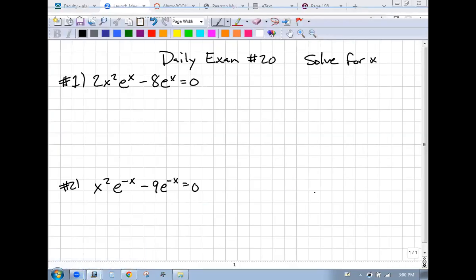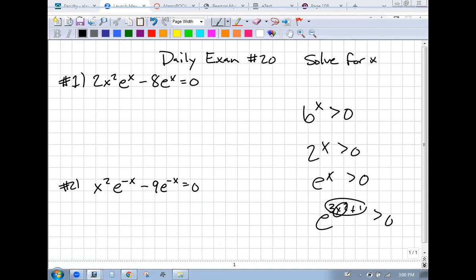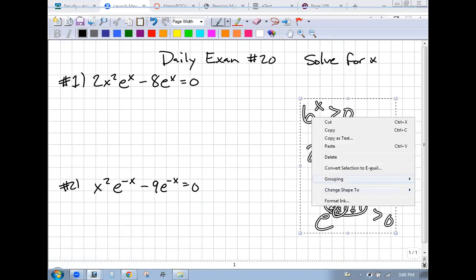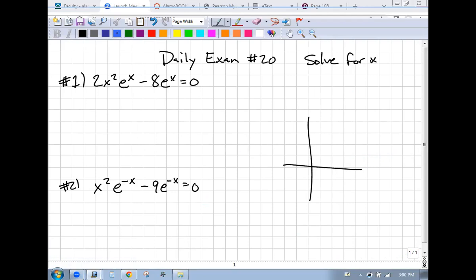So here's your exam from last time. If you want to solve for this, I said, remember, you have b to the x, where b is a number like 2 to the x, or e to the x, or e to the anything up there, whether there's a variable up there. These are always positive. Any exponential function is positive. Remember, the graph of an exponential function looks like this.